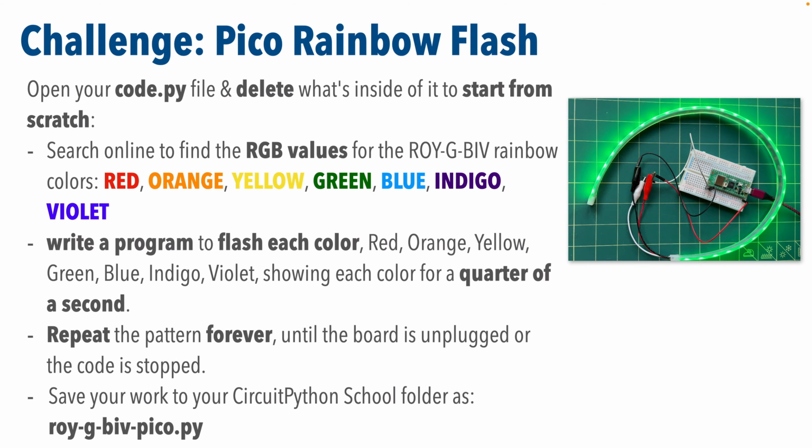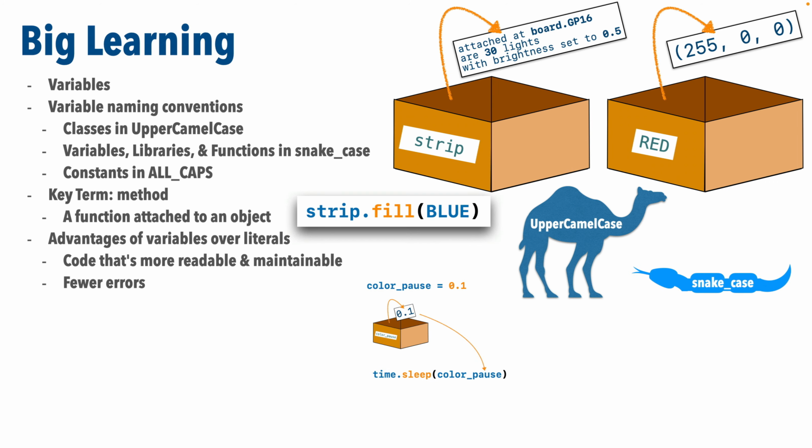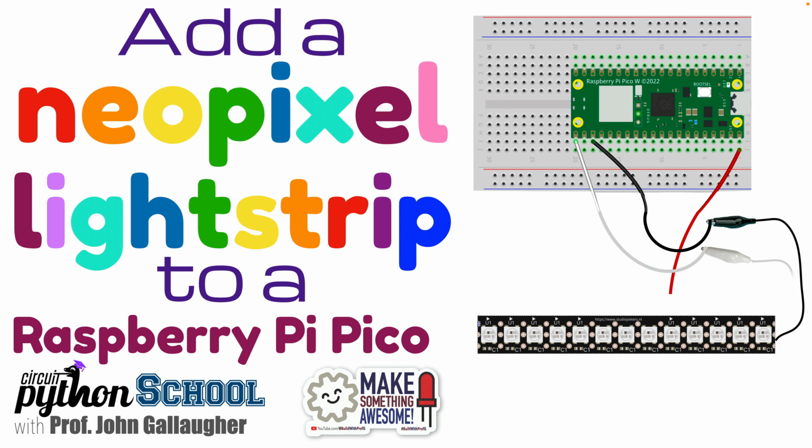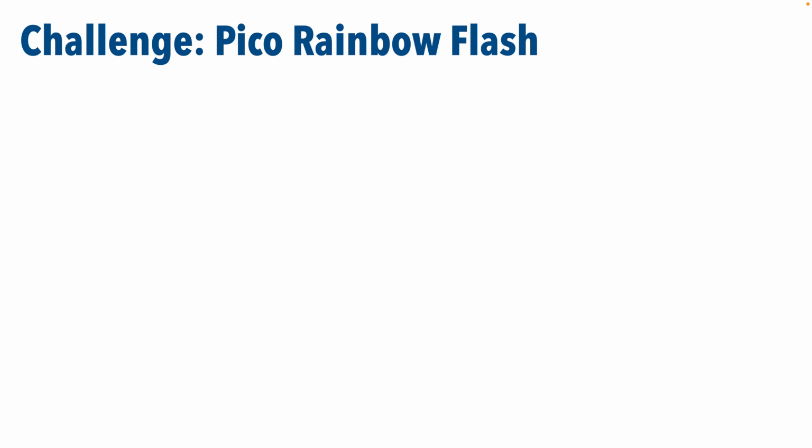Now we'll give you a couple of challenges, and in the solutions, I'll show you some new concepts and ways to make your code even more efficient. Let the hacking commence! So in the prior lesson, we learned to set up a NeoPixel strip and flash colors in an infinite loop. Let us use what you learned to tackle the Rainbow Flash Challenge.